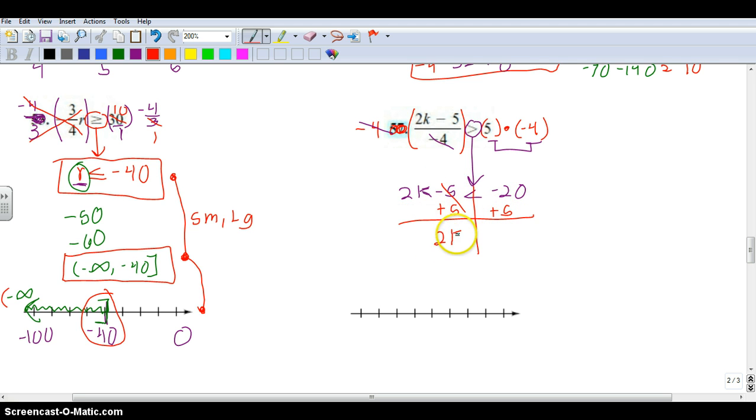So now I'm left with only 2k. Negative 20, but we add 5. That should give us negative 15. And it looks like we're about to get a fraction. And it's not a big deal. I would keep it as a fraction.